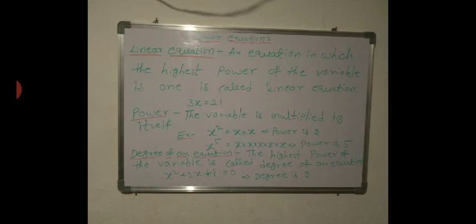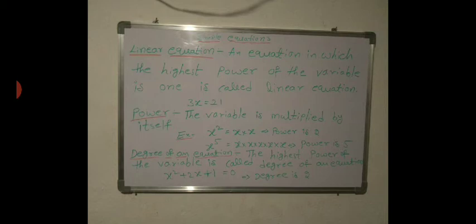Next example, x power 5. x is multiplied by itself 5 times, x into x into x into x into x. So the power of x is 1, and 1 plus 1 plus 1 plus 1 plus 1 gives 5. So power is 5. x power 5, power is 5. In this way we calculate the power of a variable.